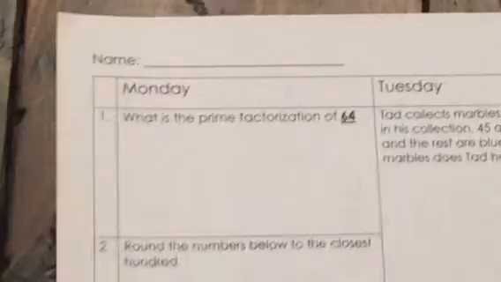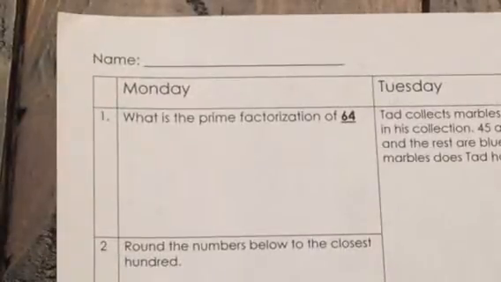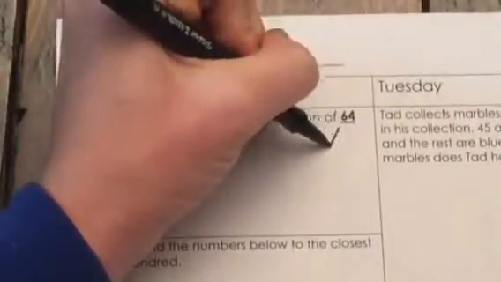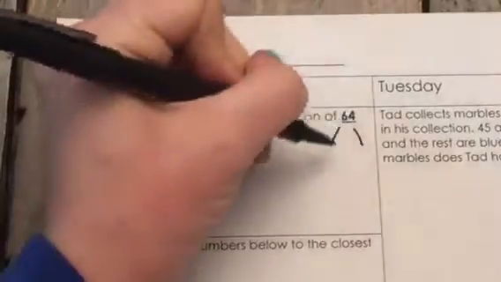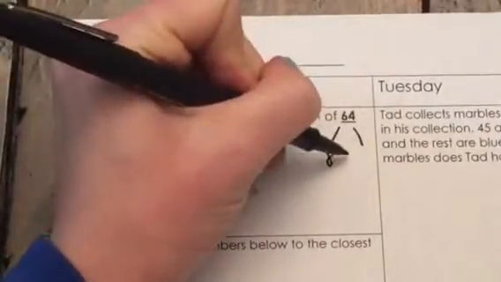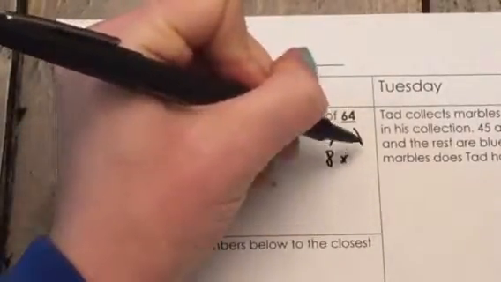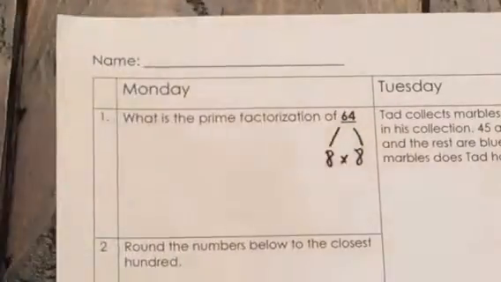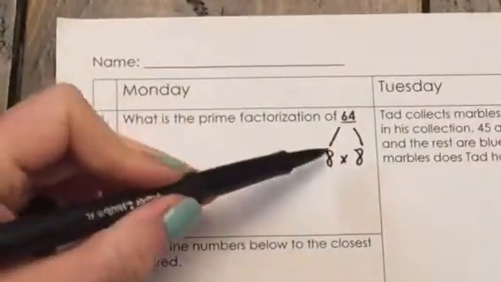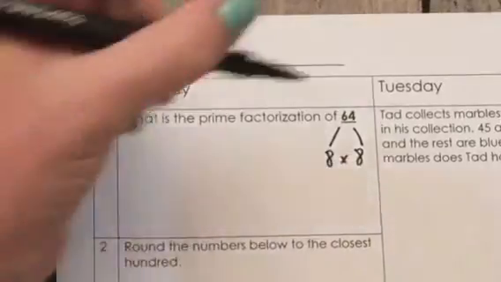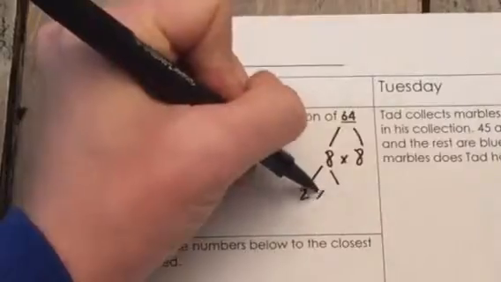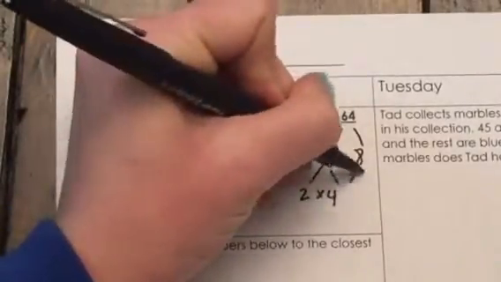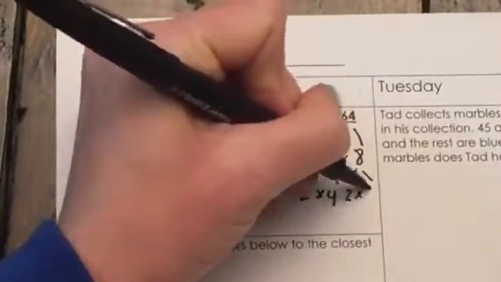Now, if you haven't looked at it, I will link below the video for prime factorization if you don't remember how to do it. So what I'm going to look for are two numbers that I can multiply together to get 64. And I happen to know that 8 times 8 gives me 64. Now, I know the number 8 is not prime, so I'm going to reduce them down even more to 2 times 4, and I can do that for each.